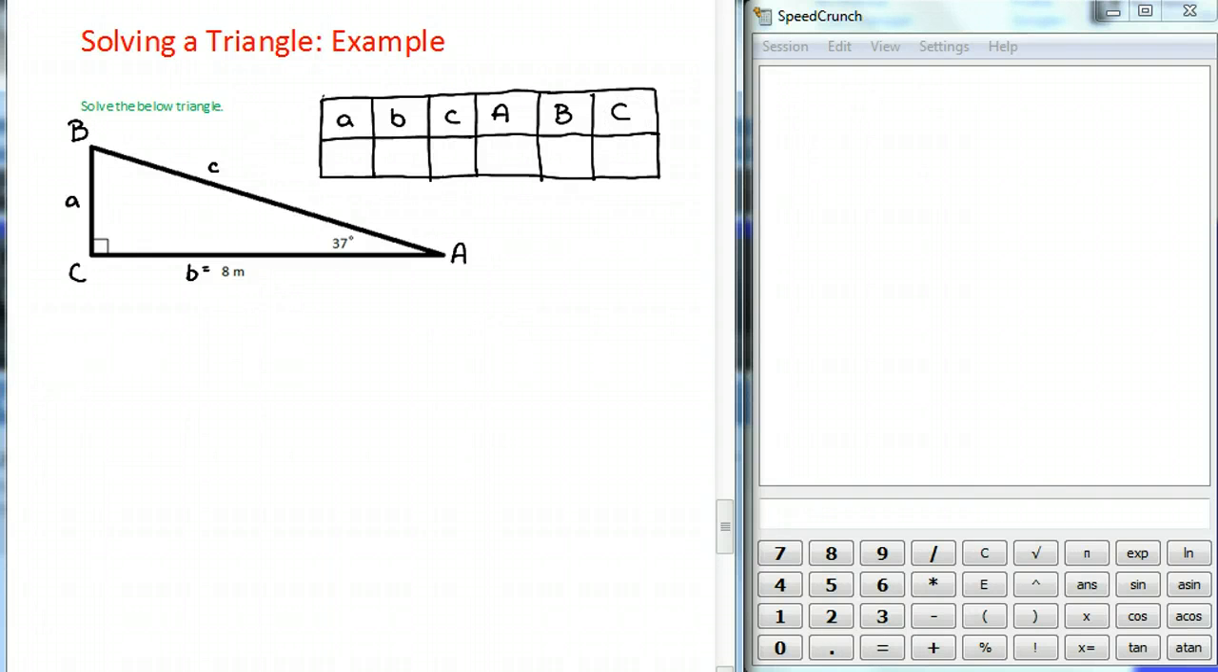The first thing I do before I try and calculate anything is I write down what information is given. By writing down what information is given, it helps me figure out a good course of action to take in solving the problem. So I see angle A is 37 degrees. I see angle C is 90 degrees. Don't forget that degree symbol. If we don't put a degree symbol, we're indicating that the measurement is in radians, which is another way of measuring an angle. And I see that length B is 8 meters.